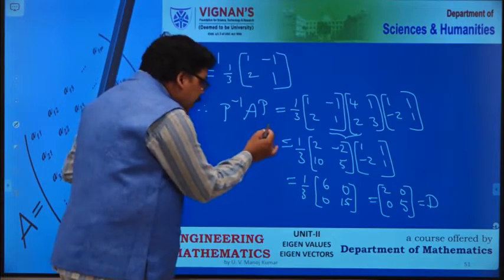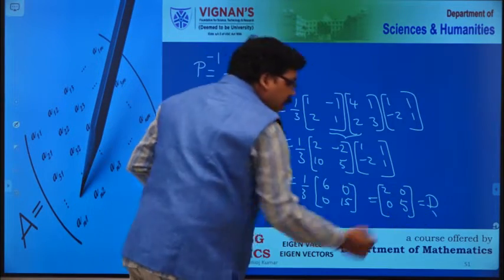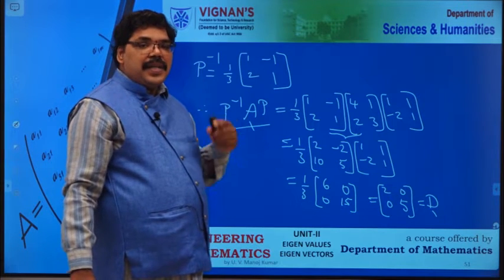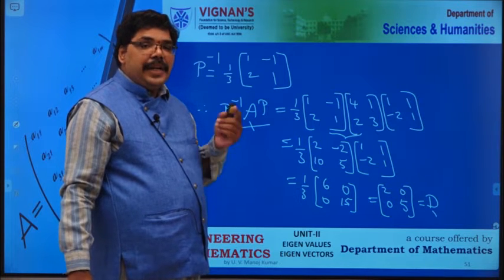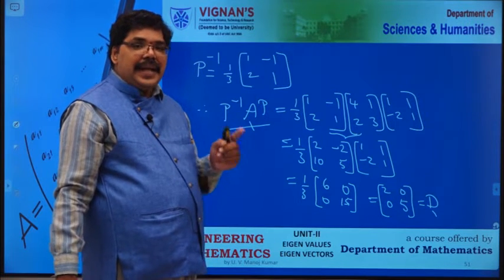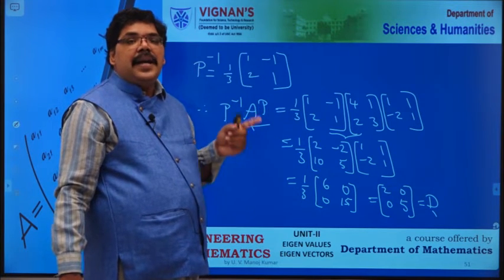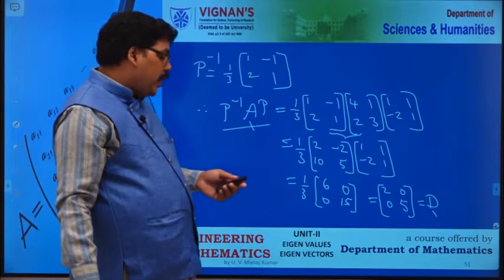So using this relation, A is reduced into D, which is a diagonal matrix. This P is used as the model matrix, and it is useful to reduce matrix A into the diagonal matrix D. Therefore, the given matrix is reduced into a diagonal matrix, and the resultant diagonal matrix is 2, 0, 0, 5.